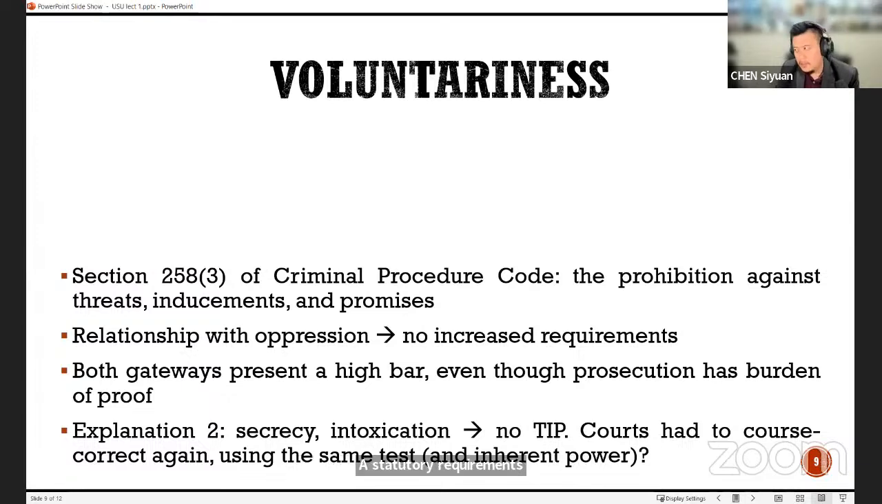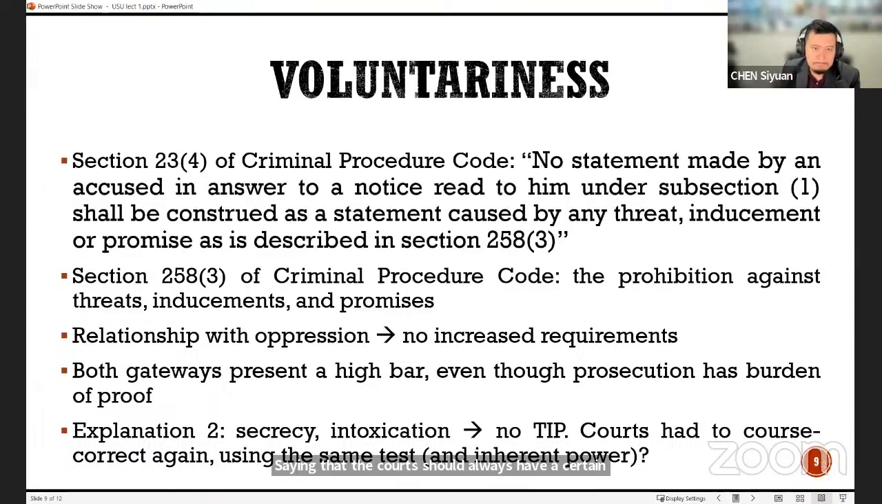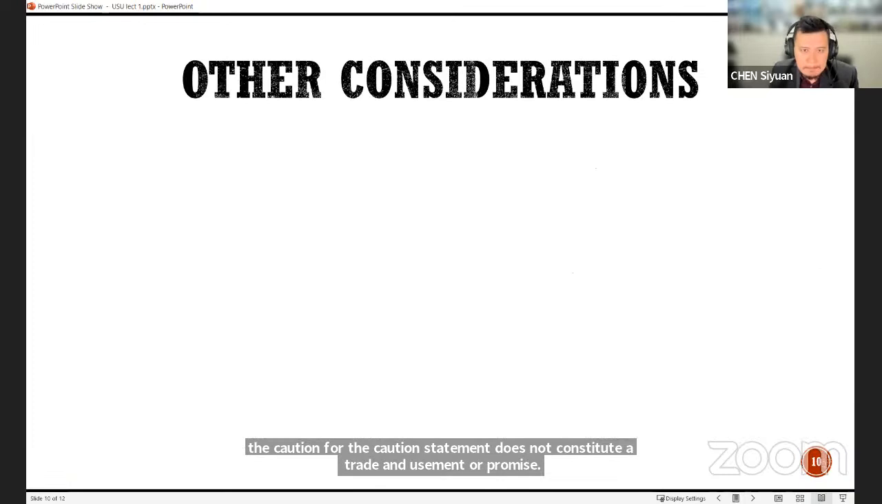It's another way of saying that the courts should always have a certain amount of discretion when it comes to procedural and evidence law matters. Okay, so yeah, Section 23(4) confirms that the reading of the caution for the caution statement does not constitute a threat, inducement, or promise. Okay, I'm nearing the end, so I'll wrap up soon so that there's some time for questions.